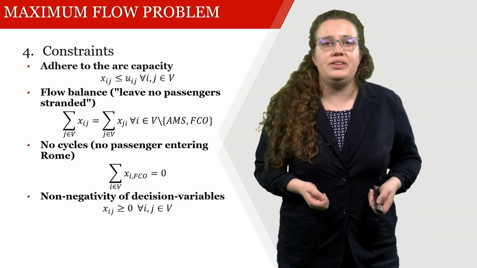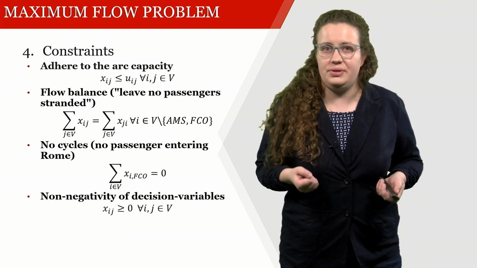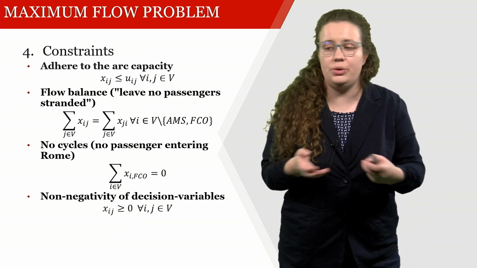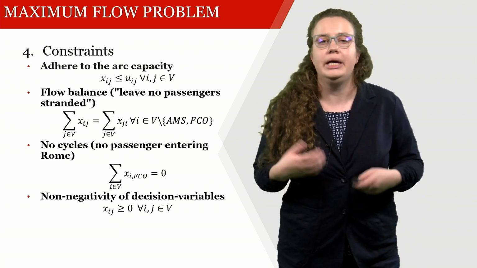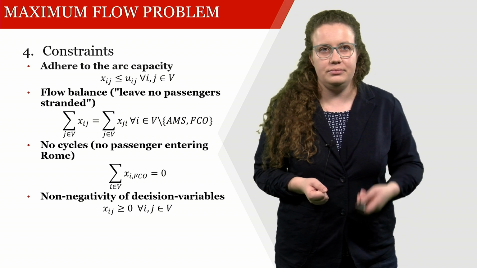And the last constraint that we have to consider is the non-negativity of the decision variables. Obviously we don't want to have -5 passengers flying from Brussels to Amsterdam. That would not make a lot of sense.